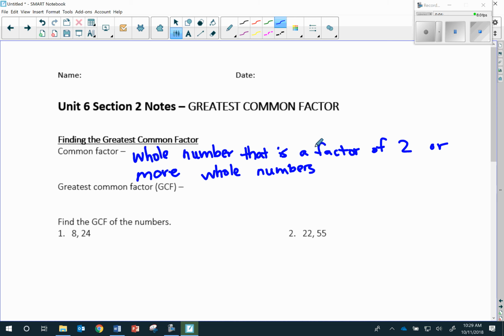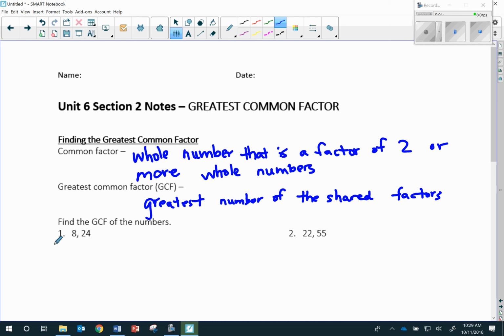Okay, the greatest common factor is just the greatest of those common factors. Oftentimes you will see this abbreviated GCF. So if you ever see find the GCF, it's talking about the greatest common factor. So let's go ahead and try that. We're going to find the greatest common factor, or GCF, of 8 and 24.